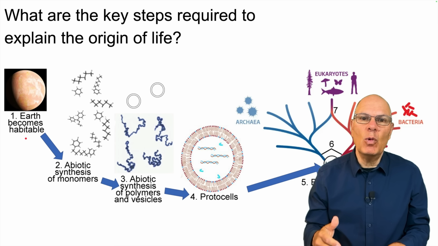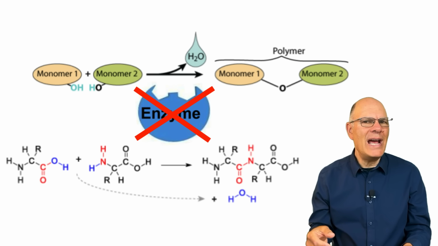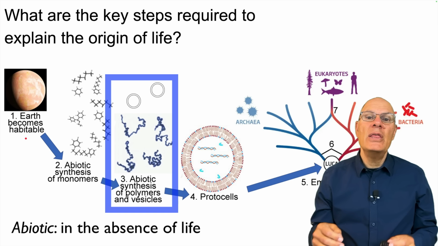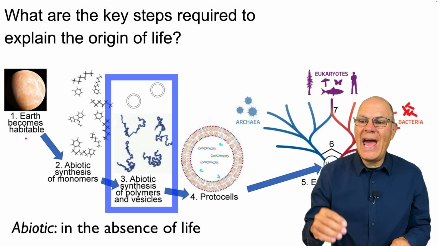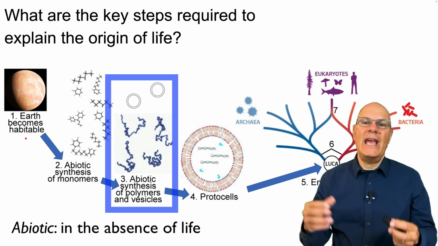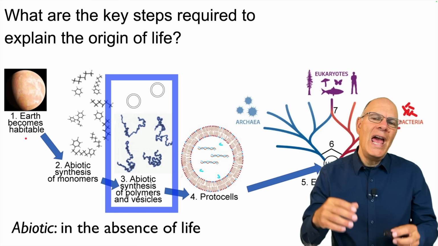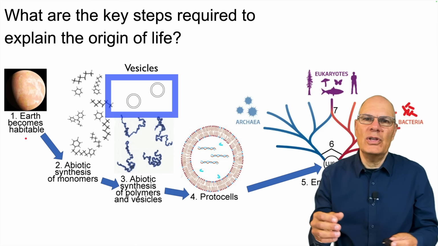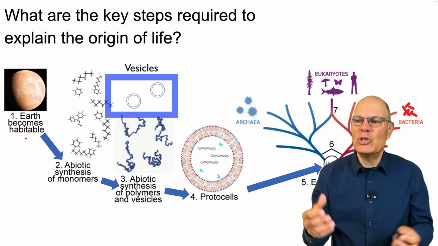In today's living world, monomers get combined into polymers. How could that happen in the absence of enzymes? There needs to be some kind of abiotic process by which that could happen, where we have the abiotic synthesis of polymers from monomers and the formation of vesicles. Those are going to become the little capsules into which cells will emerge.